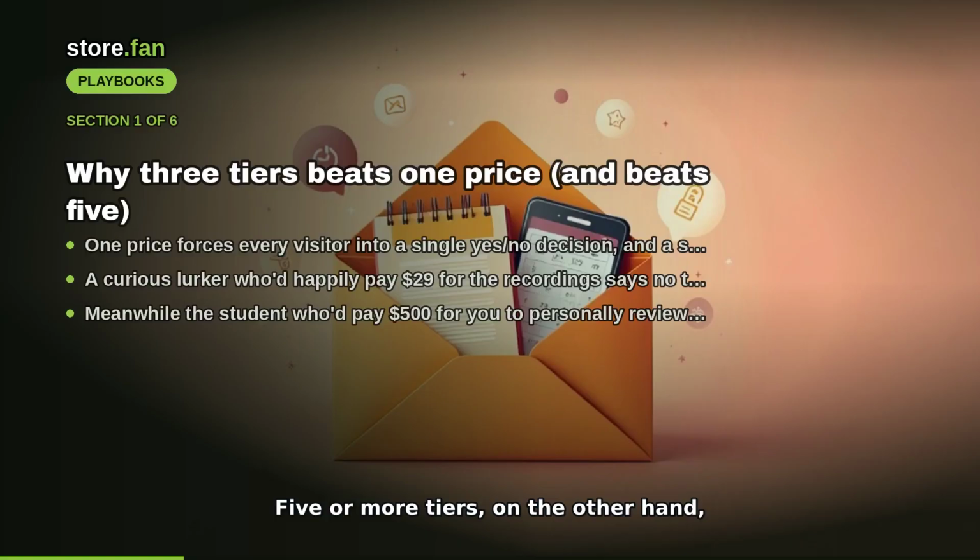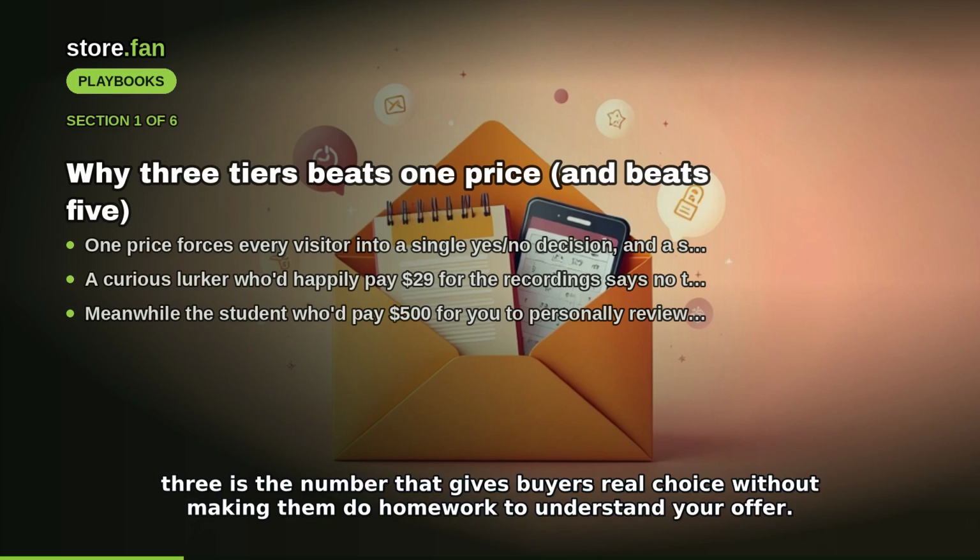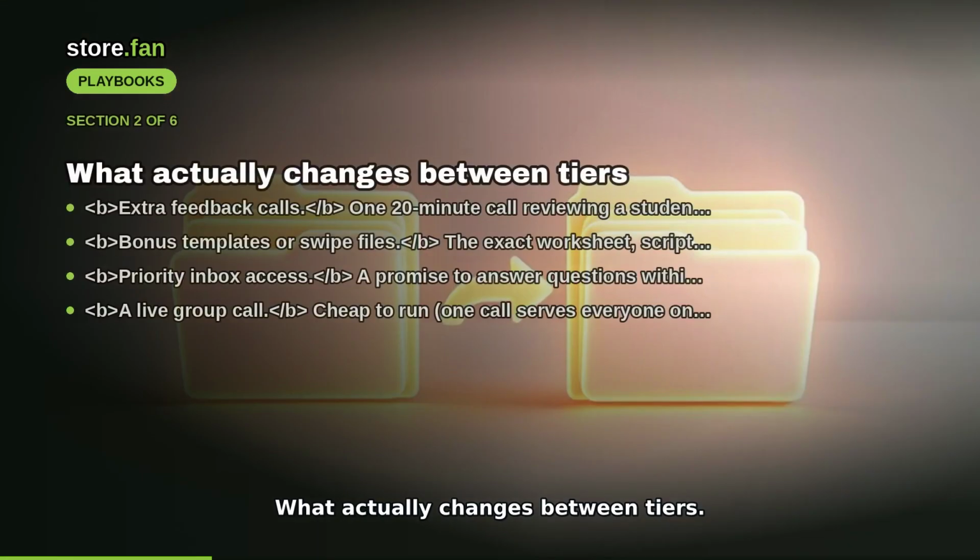5 or more tiers, on the other hand, creates decision paralysis and makes your checkout page look like a phone plan comparison chart. 3 is the number that gives buyers real choice without making them do homework to understand your offer. What actually changes between tiers?